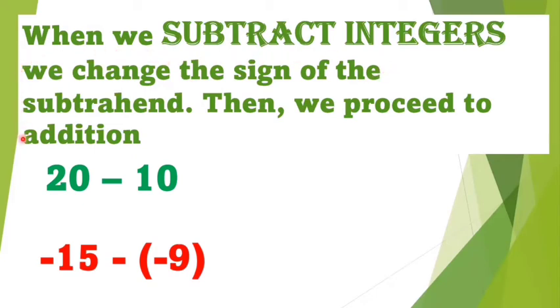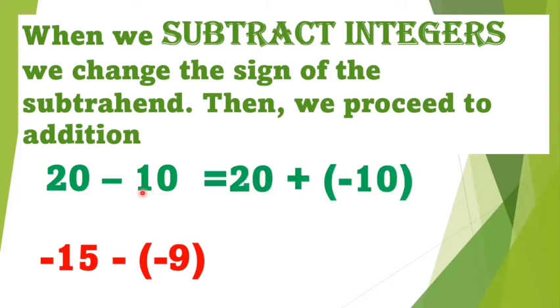When we subtract integers, we change the sign of the subtrahend, then we proceed to addition. So subtrahend. Ayan, so first we have 20, positive 20 minus 10. Here, nasaan dito ang ating subtrahend? Is it the 20 or the 10? And that's the 10. So, since 10 here is positive, we're going to change it to negative. Kaya siya naging negative 10. At ang second step, second rule natin is to change the minus operation to addition. Ayan. Proceed to addition. So, ang subtraction ay naging addition.